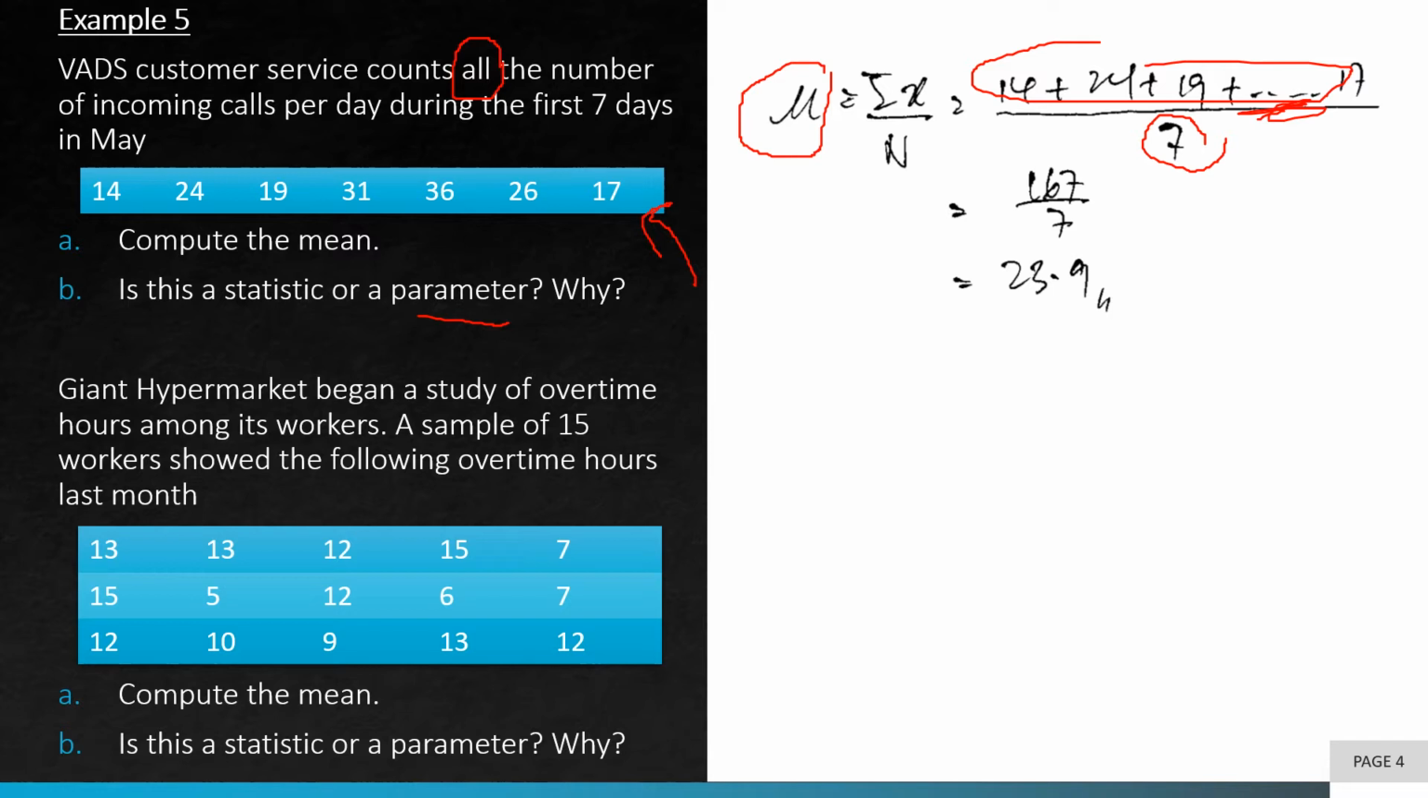So is this a statistic or a parameter, as I mentioned to you just now? Because this is a population, therefore this is a parameter, because it includes all of the calls during the first 7 days in May.